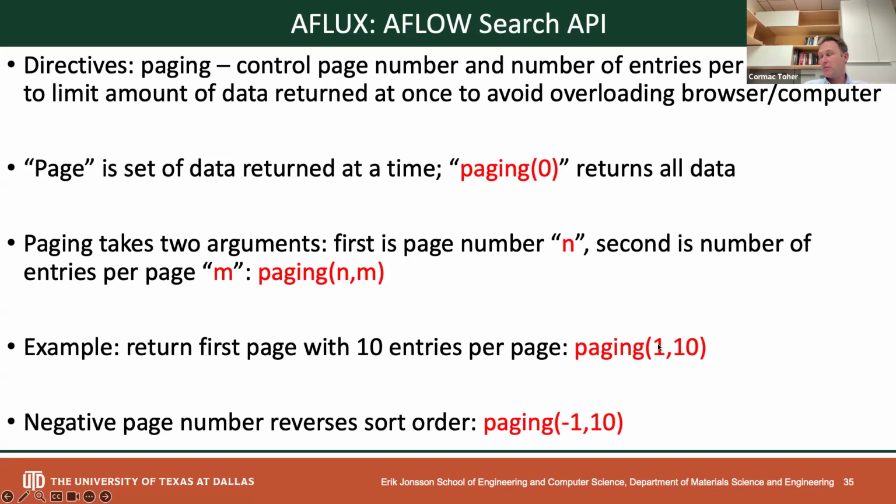If you want to put in a negative page number, this will still give you the first page of 10 entries, but it reverses the sort order. So instead of having the band gap going from the smallest to the largest, it now switches around and gives you the largest band gap first. So if you want to find a material with, say, the largest bulk modulus, you can use these negative numbers to bring that material up first. And that's one of the examples we're going to do later on.